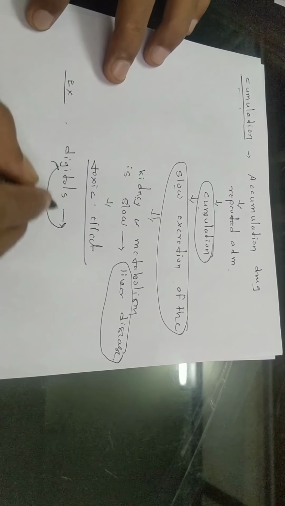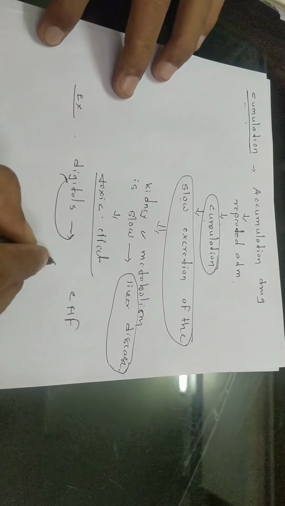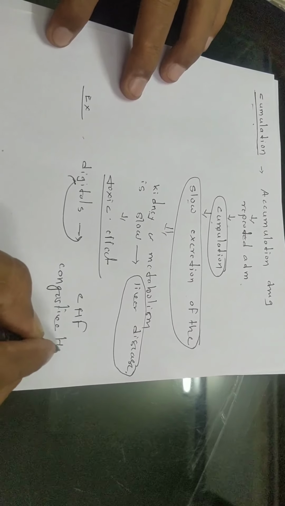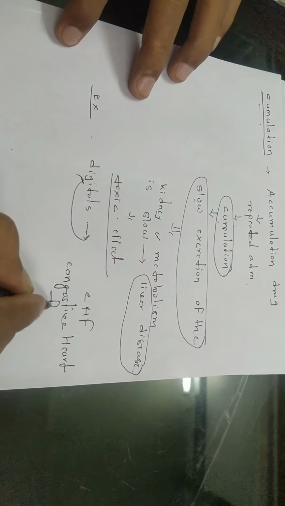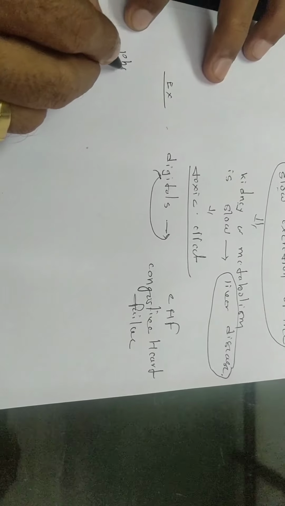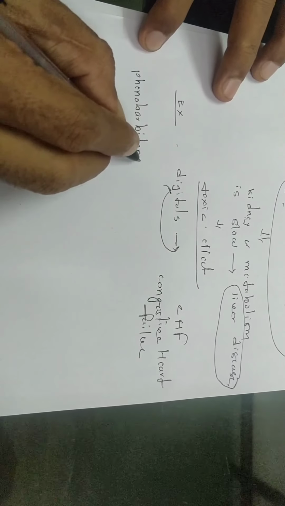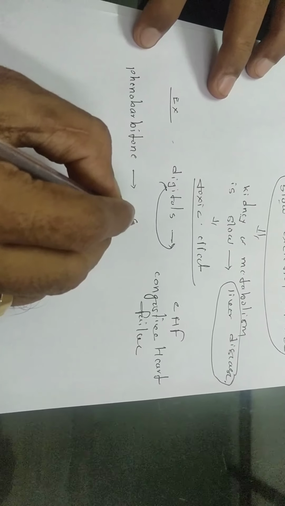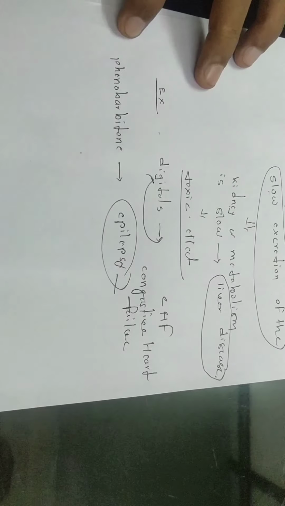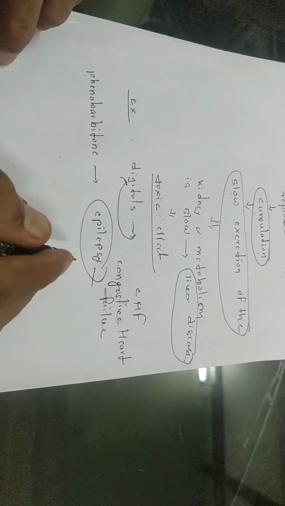Another example, digitalis is used in the treatment of CHF, congestive heart failure. Another example is phenobarbital, used in treatment of epilepsy. That is convulsion, seizure, called fits in Marathi, and epilepsy, mirgi, in Hindi. Okay.